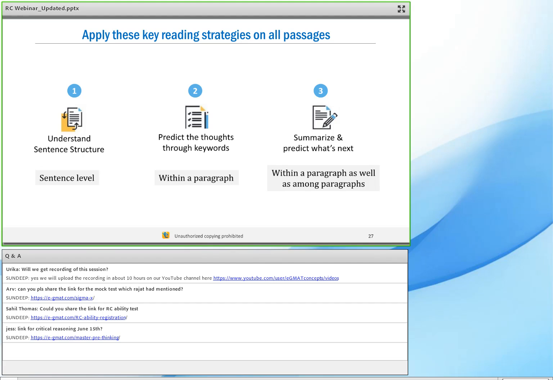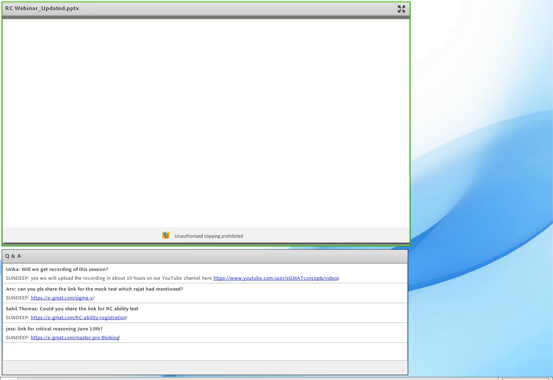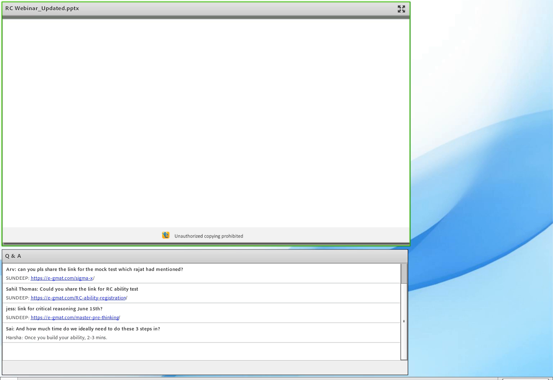Simran says, can you tell me how to read a short versus a long passage? Short versus a long passage are just constructs. The strategies do not change. Okay, so let's look at this with some examples. Anyone who tells you here's a strategy to read a long passage or a short passage is just trying to give you tricks which are not universal.